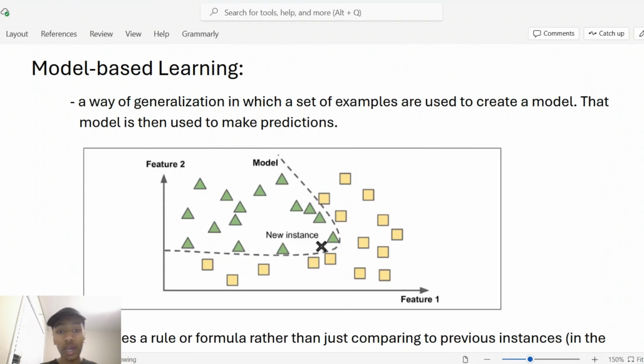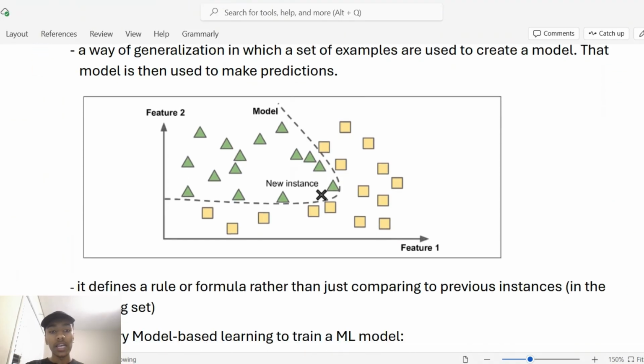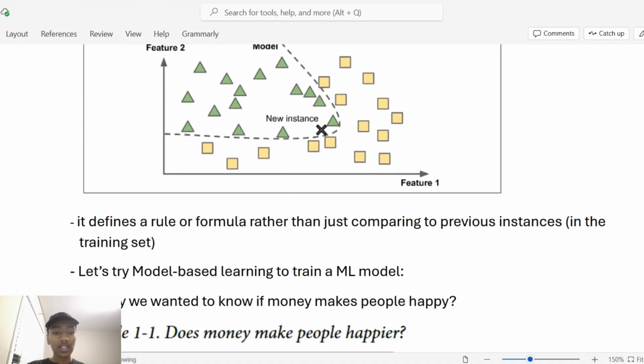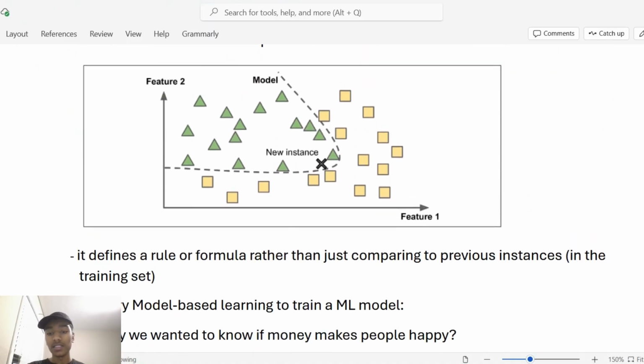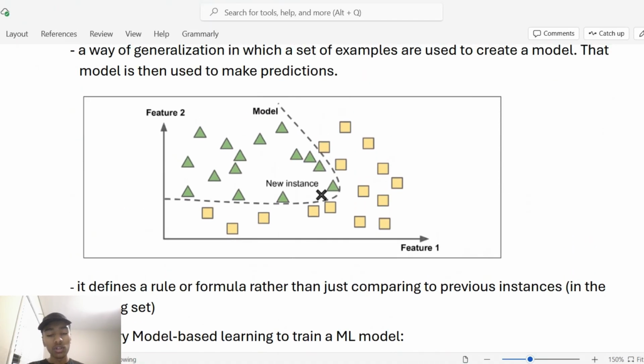The definition here is a way of generalization in which a set of examples are used to create a model. That model is used to make predictions. You can see in this picture we have some triangles and some squares, and the x there is a new instance. We notice the model is defining a rule in this particular case by grouping it in that particular instance. So it defines a rule rather than just comparing it to previous instances in the training set.